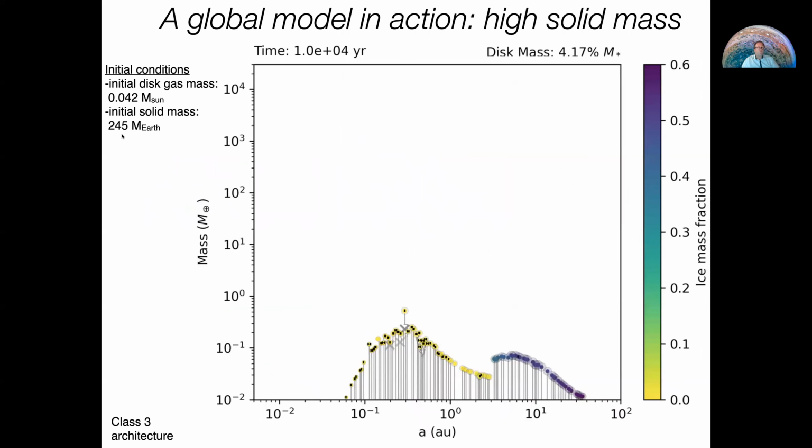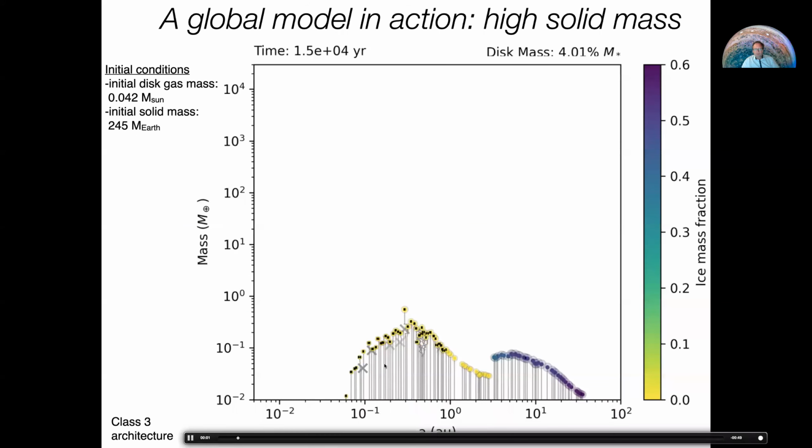Now let's move on. Now we go already to the rather high initial solid masses, 245 Earth masses, and let's see what happens here. So at the beginning, it's still similar, but the scale is already bigger.